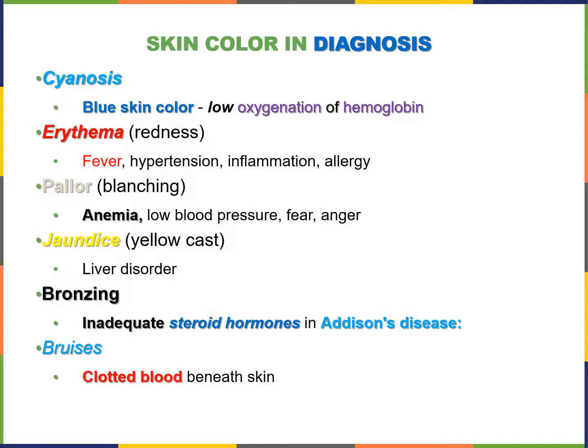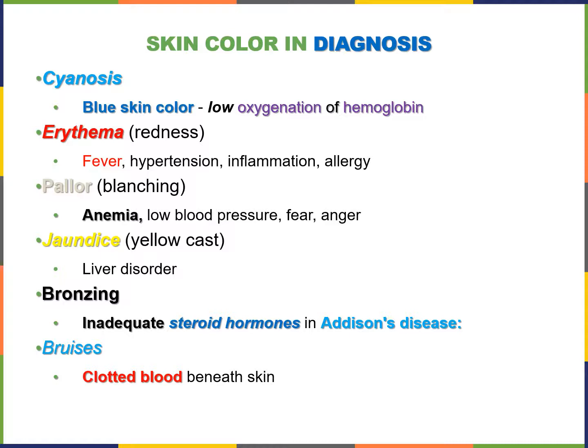That's when we have low oxygen levels in the blood. We don't have the hemoglobin molecule attached to an adequate amount of oxygen molecules. Erythema, redness, we can get from fever, too much exertion outside, hypertension, severe hypertension. A lot of people can have some very bad hypertension, malignant hypertension, but still not have the red face, inflammation, allergies, and things such as that.